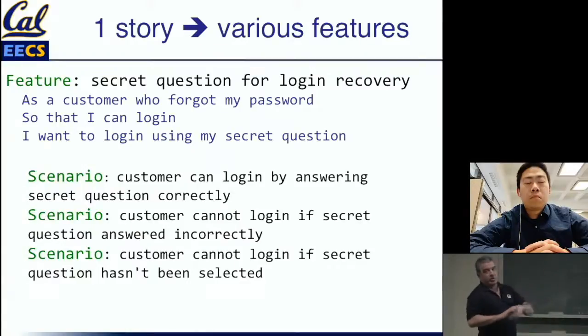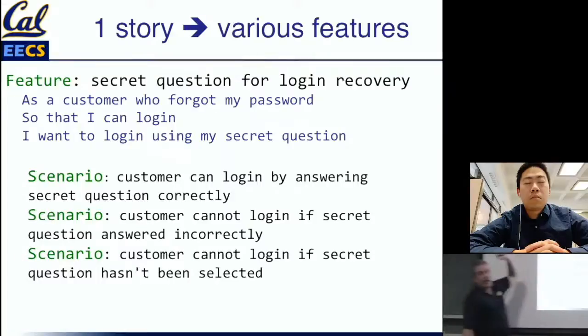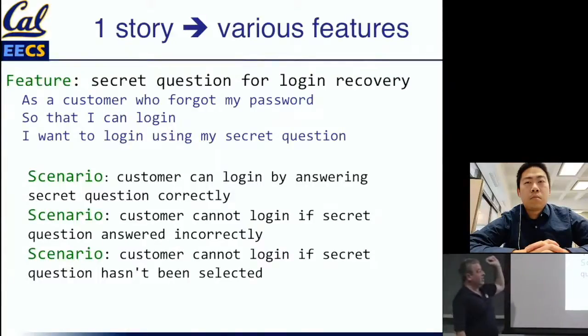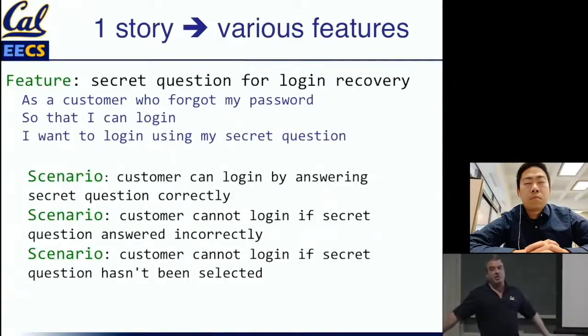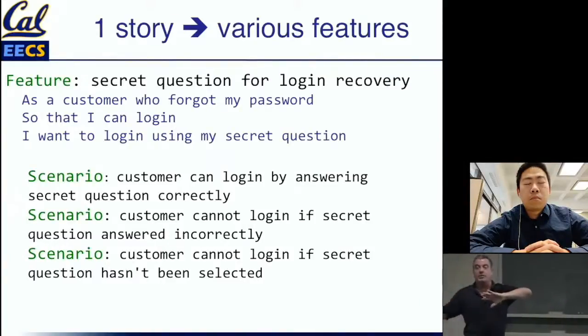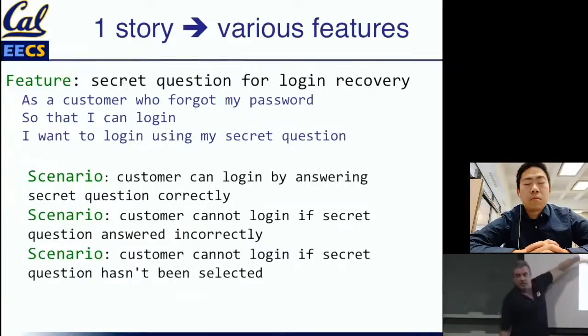For me, I was able to turn this into a handful of scenarios, like if the customer answers their secret question correctly, it logs them in. If they answer it incorrectly, it doesn't log them in. If they have never chosen a secret question with an answer, then they can't use this mechanism to log in, right? The explicit thing, use a secret question for login recovery, that came from the customer. The customer never said these things, but these are implicit. They logically follow.